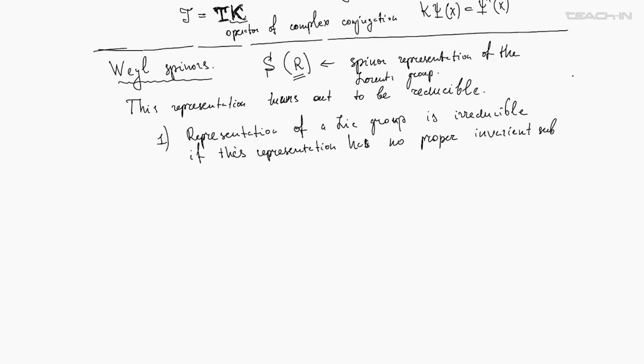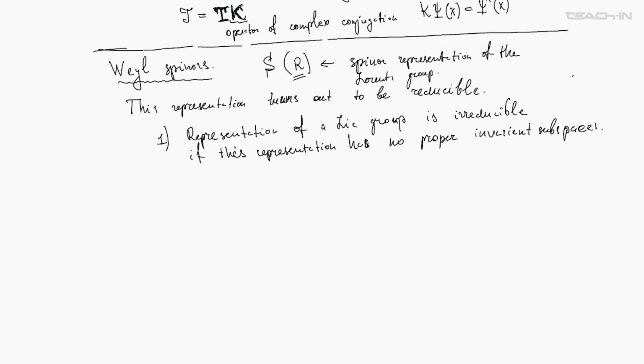Proper means subspaces which are different from zero and the representation space itself. That's what it means, proper. Because you always have invariant subspaces, which is just the zero space and the space itself. This we exclude. And if we exclude this, then this definition of irreducibility means that if our representation is irreducible, then no other invariant subspaces exist.